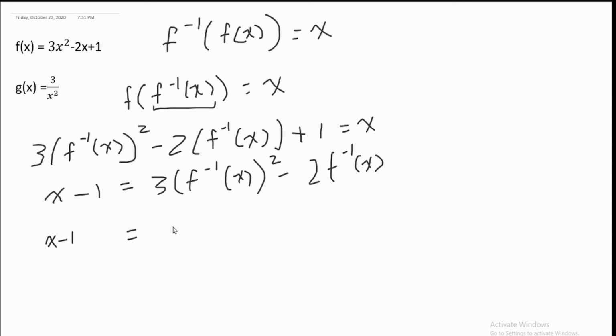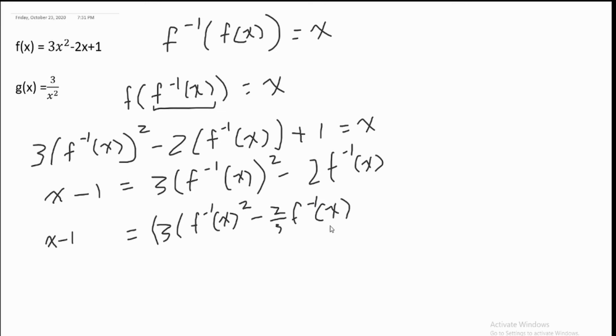So let's factor out a 3. So 3. Actually, yeah, 3. f inverse of x squared minus 2 over 3 inverse of -1 of x.